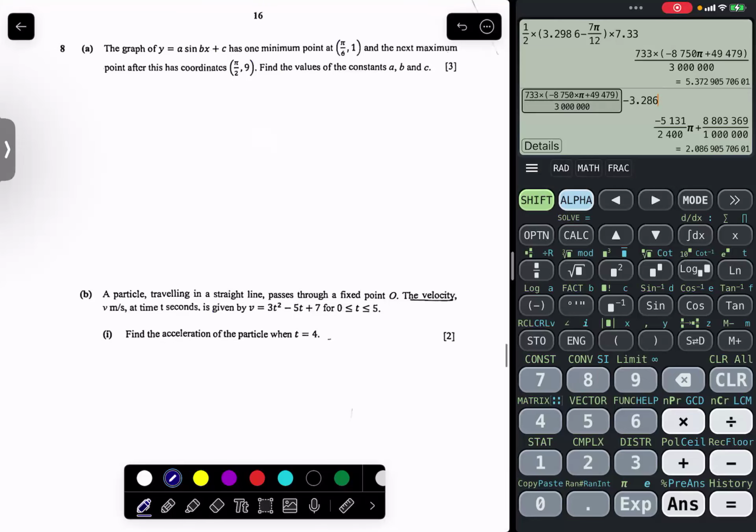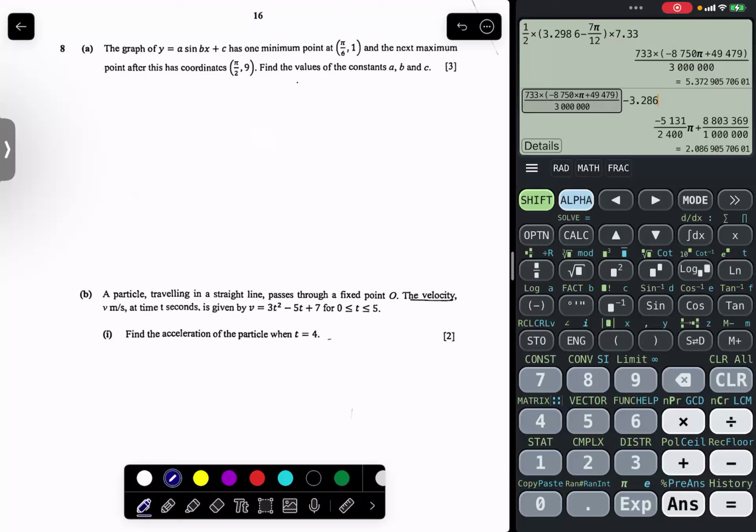Question 8. The graph y equals a sin bx plus c has one minimum point at pi over 6, and the next maximum point after this has coordinates pi over 2 and 9. Find the values of the constants a, b, and c. So it reaches the minimum before it reaches the maximum. Actually it doesn't suggest anything, right?